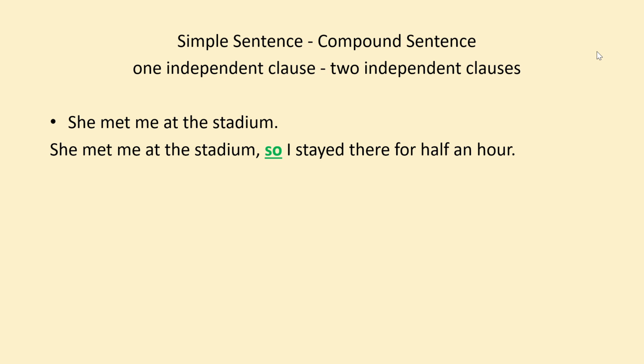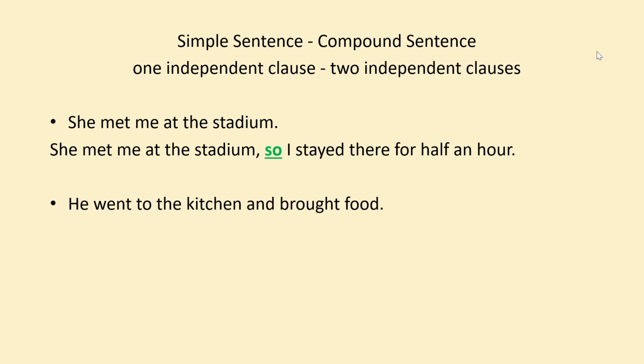One clause is she met me at the stadium. This has a separate subject, she, and a separate verb, met. And the other clause is I stayed there for half an hour. This has a separate subject, I, and a separate verb, stayed. One thing you must remember is, whenever you are adding a coordinating conjunction to any sentence, you have to put a comma before that, just like there is a comma before so.